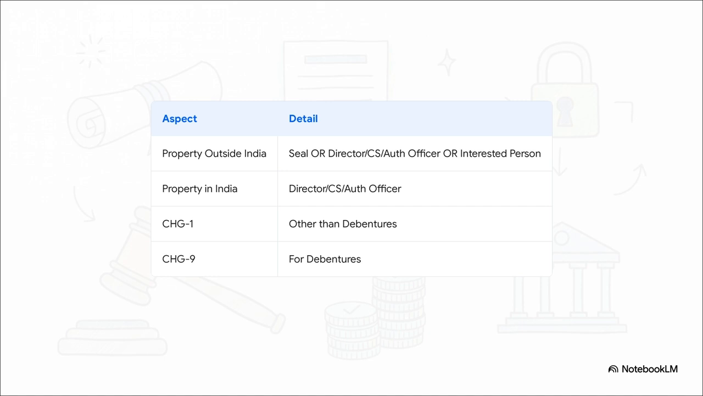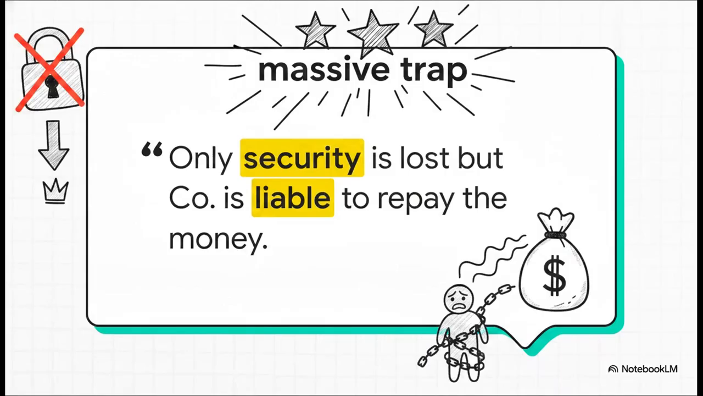And hey, here's a golden exception the examiner loves to hide in an MCQ. Any charge created by a banking company in favor of the RBI does not need to be registered with the ROC at all. And this perfectly illustrates a top mistake students make year after year.